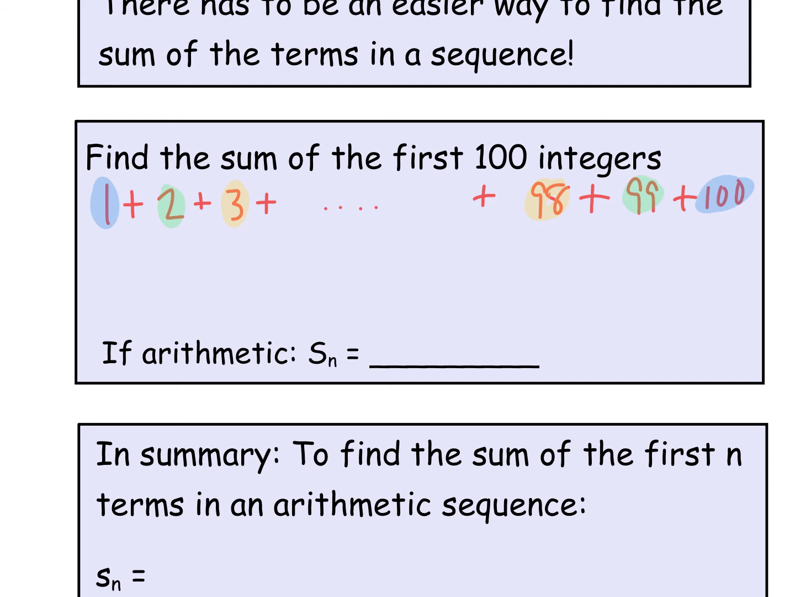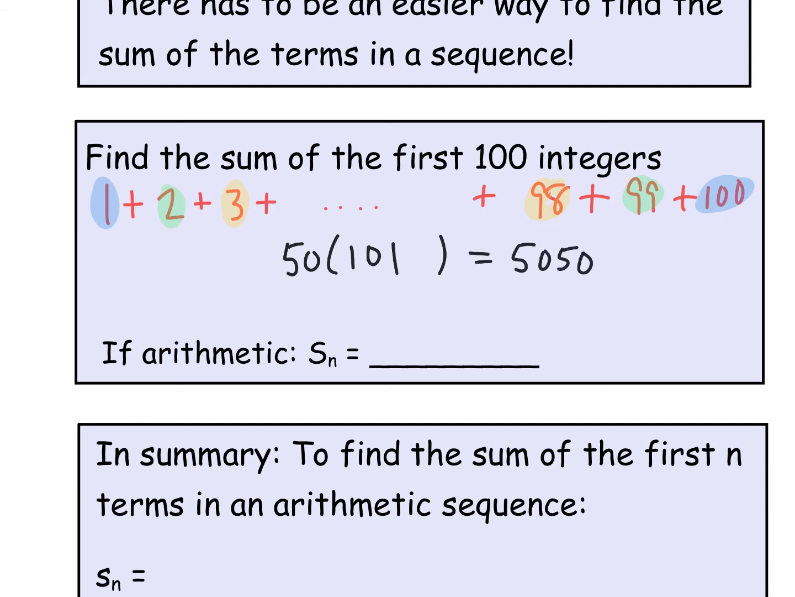So if you have 100 numbers and you're pairing them up, you would have 50 pairs to be the full 100 numbers. Okay, so we would actually have 50 101s. And by multiplying that, that would get us the sum of the first 100 integers. Okay, and 50 times 101 is going to be 5,050.